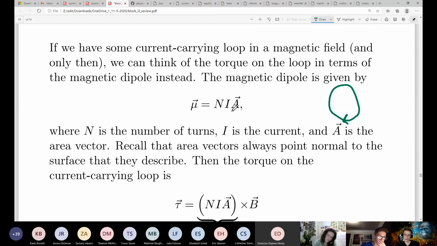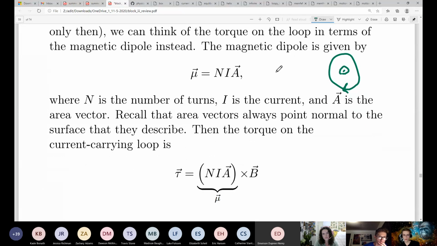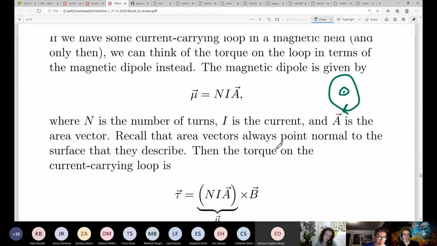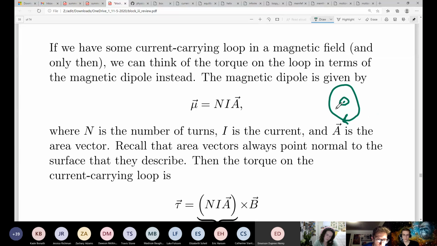Then we can define the magnetic dipole, which is defined to be the number of turns times the current times the area vector. The area vector, or area vectors in general, they always behave like we've known them in Phys 2. If we have, say, this loop right here, the area vector is just going to point out of the loop. Sort of like that. It points out of the loop or into the loop, just as long as it's normal to the surface that they describe. If that's the case, then we can say that the torque is just this magnetic dipole crossed with the B field. But remember, only apply this if we have some closed loop.